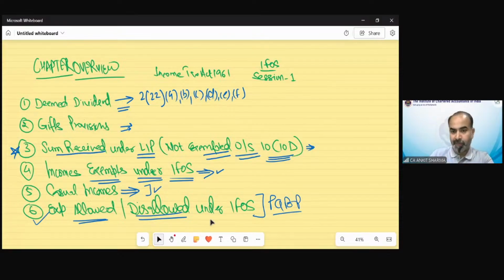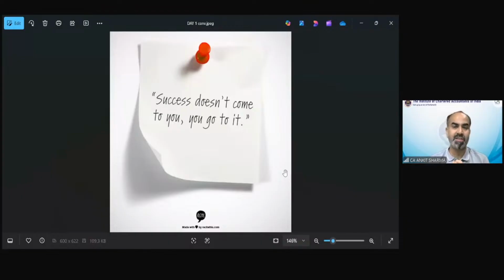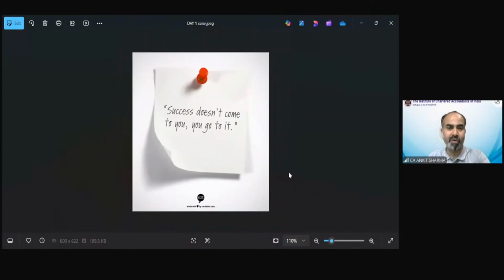Before starting the class, as usual, let me share the thought for the day. This thought for the day says that success does not come to you, you go to it. What does that mean? That means you have to work for something. If you want to achieve anything in your life, you have to do hard work for it. Success will not come automatically to you. You have to work for it, you have to sacrifice, etc. So if you want to achieve any goal in your life, you have to work for it. So please work for your success, that is to become a chartered accountant as soon as possible.